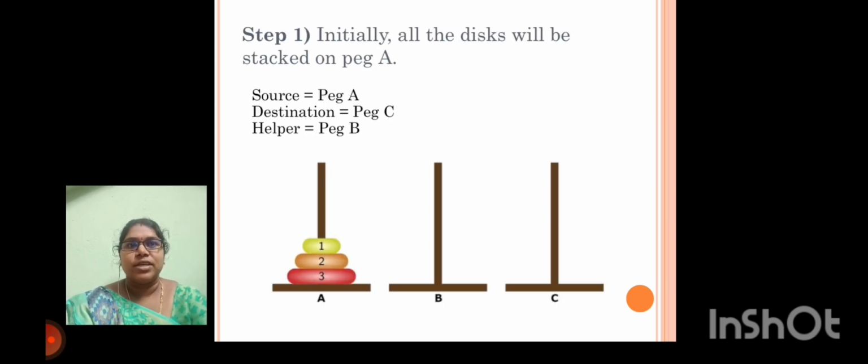Step 1. Initially all the disks are placed in peg A. So the source is peg A. The destination is peg C. For transfer purposes, we are using the helper, peg B.